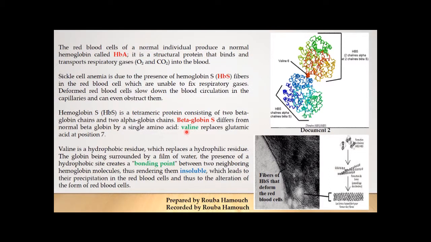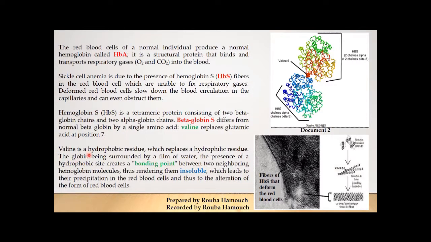Now, what is the consequence of the presence of valine in the case of hemoglobin S? Valine is a hydrophobic residue. Hydrophobic means it escapes from water. It doesn't love water. It is insoluble in water. The glutamic acid in the normal hemoglobin is a hydrophilic residue, which is soluble in water.